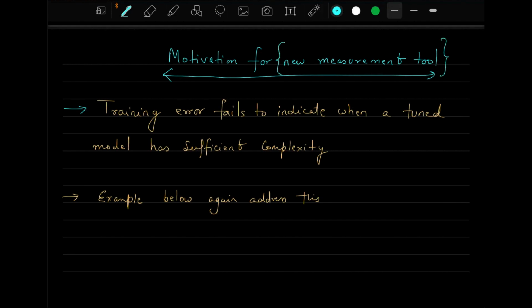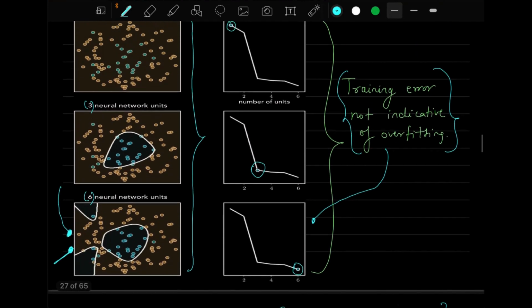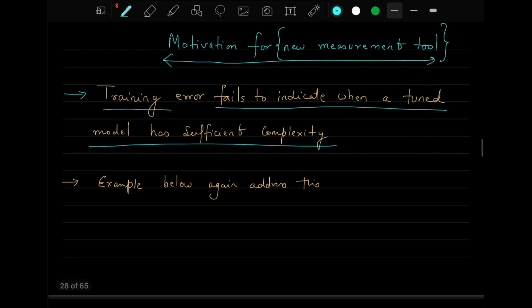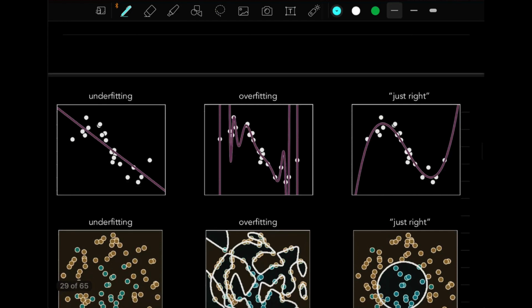What is that new measurement tool and why do we require it? As you can see, training error fails to indicate when the tuned model has sufficient complexity. As the complexity of the model is increasing, training error actually fails to indicate that. It is always giving you less and less error. But we want our model to give a higher error at the point where the complexity is becoming very high.